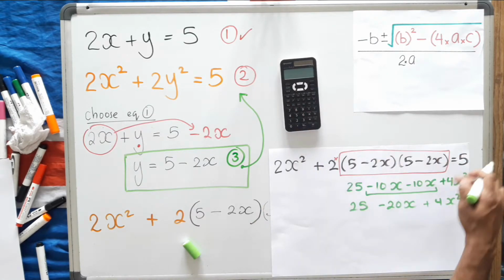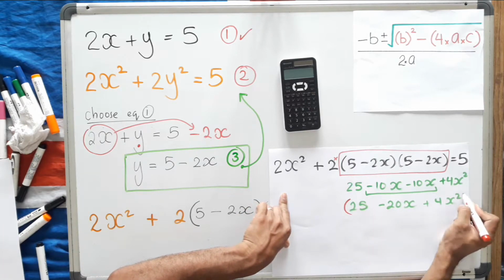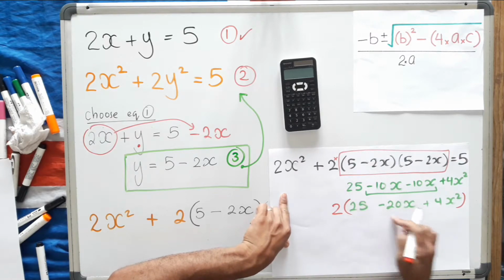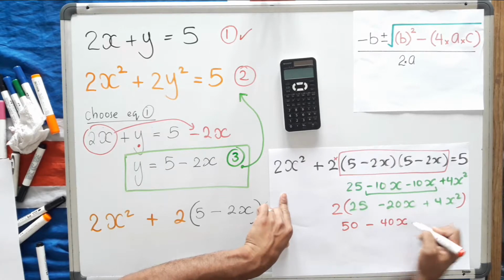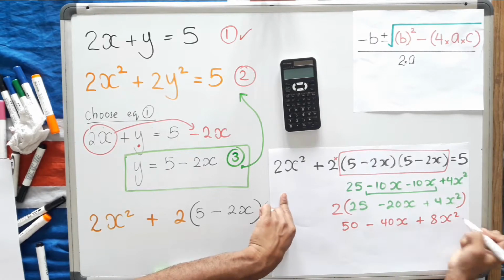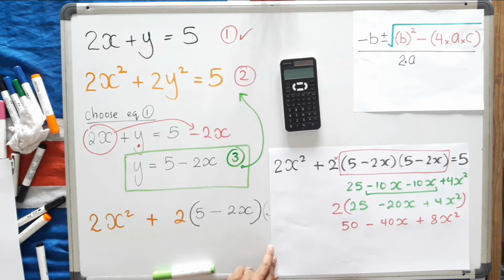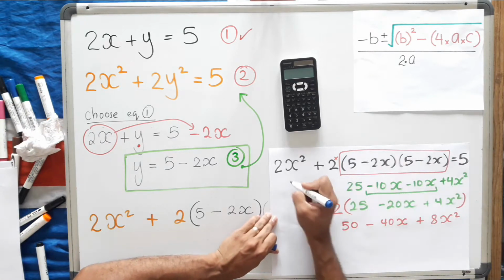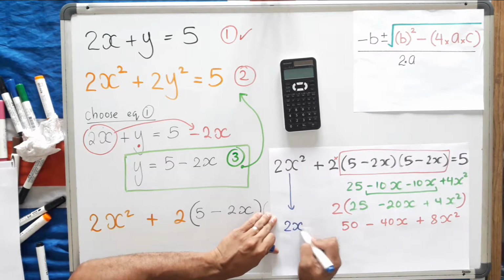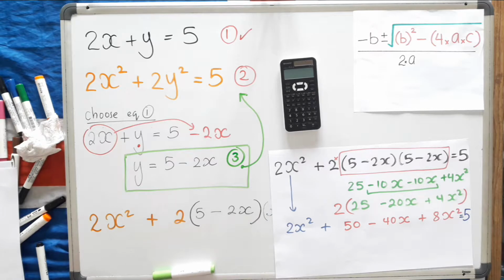Now we have just simplified the red area. Now we have this 2 on the outside. We still have to multiply everyone inside here by 2. So we will get 50 minus 40x plus 8x squared. Right? That's this entire piece here has now been simplified. Right. Now, let's get some different colors here. That's this area. We still have to deal with this 2x squared. And this whole thing is still equal to 5. So, sorry about this, but I have to squeeze in the 5 here.